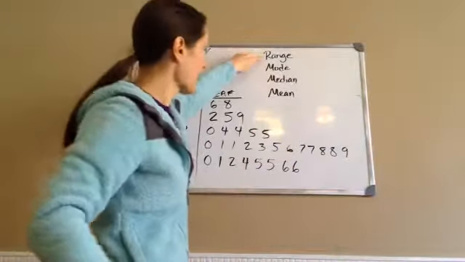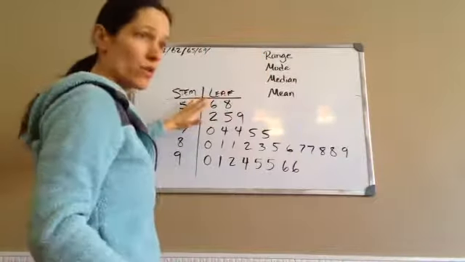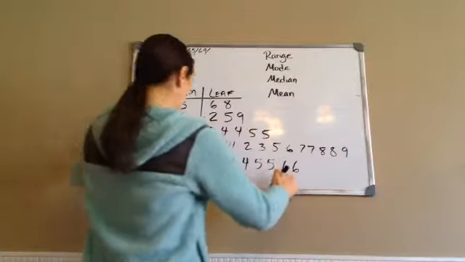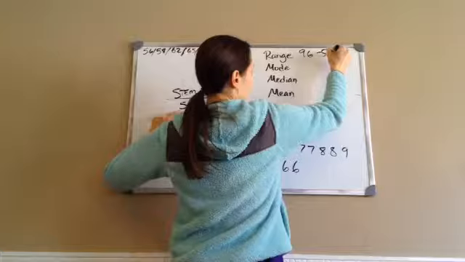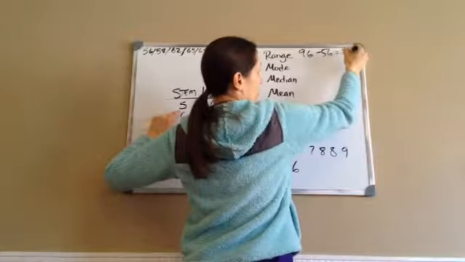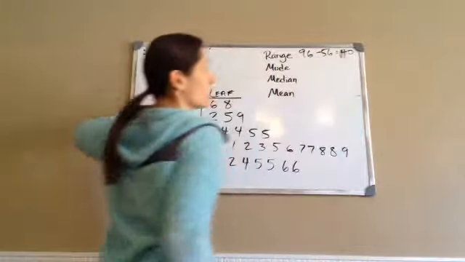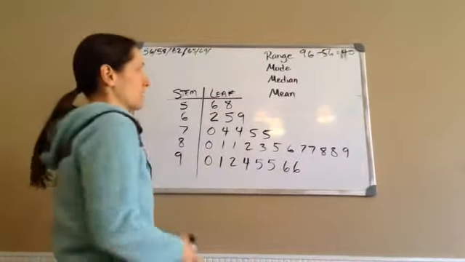But for the range, do you remember what we do for range? You take your lowest score and your highest score, and that's the range. So our highest score is 96 and our lowest score is 56. So our range is 30. No, 40. All right. So my answer for range is 40, and I can easily see that by having this stem and leaf.